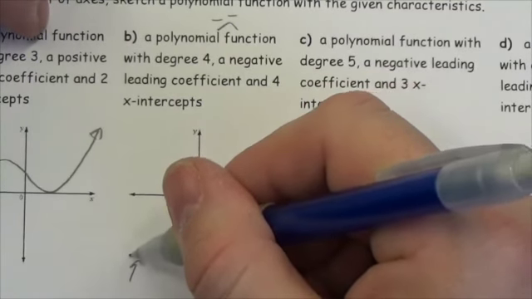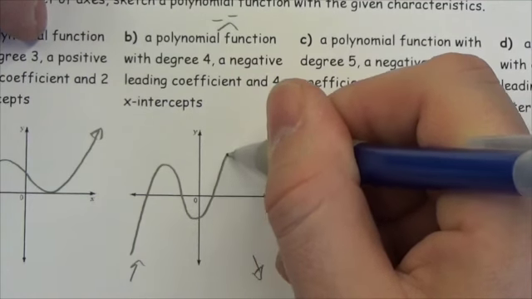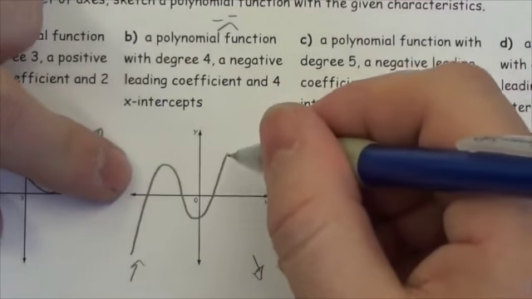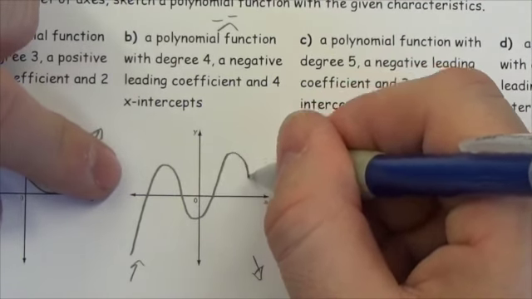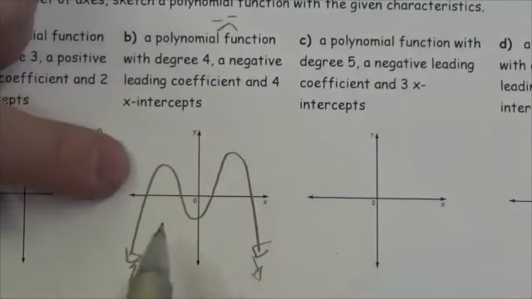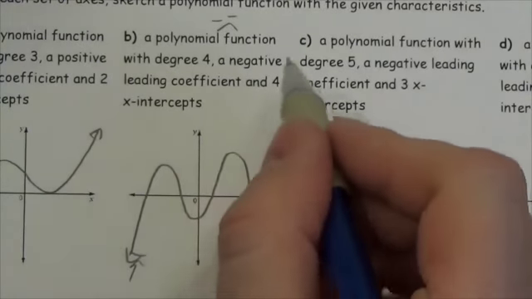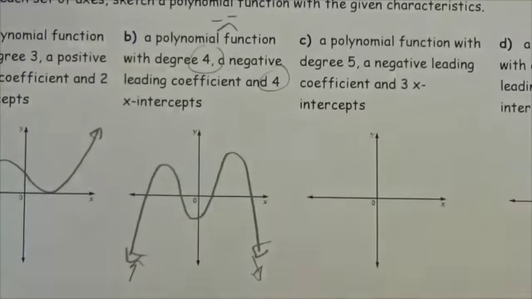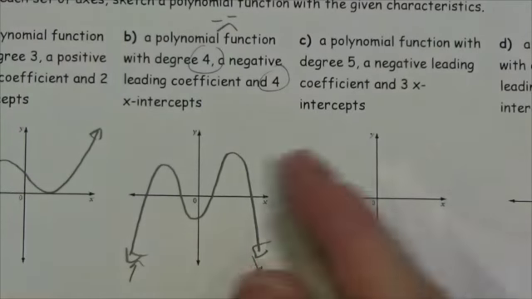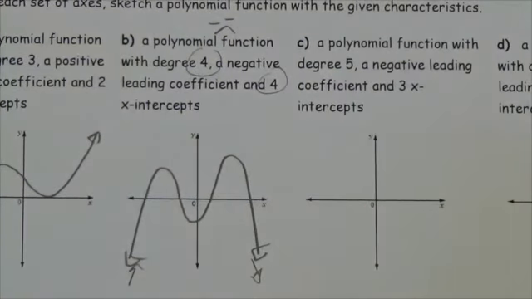So it's going to come up, it's going to come down, it's got to go through it again, I got to go back up again, because I'm supposed to have 3 turning points here for a degree 4, and then go back down again. So I've got this little kind of M shape here, and again, I'm hitting it 1, 2, 3, 4. That's pretty easy to do when the number of x-intercepts is the same as the degree. I just let each of my little wiggles cross through the x-axis.